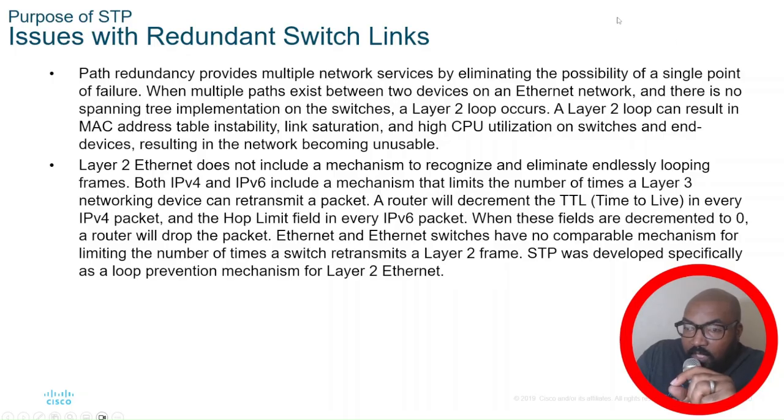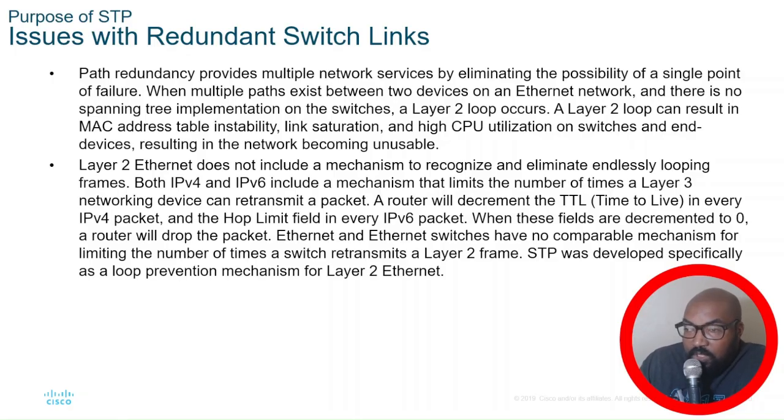Okay, layer 2 Ethernet does not include a mechanism to recognize and eliminate endlessly looping frames. Okay, we're talking about broadcast storms. Both IPv4 and IPv6 include mechanisms that limit the number of times a layer 3 device, so we're talking about a router, right, or a multilayer switch, can retransmit a packet. A router will decrement the time to live in every IPv4 packet and the hop limit field in every IPv6 packet. When these fields are decremented to 0, the router will drop the packet. Okay, that happens on layer 3.